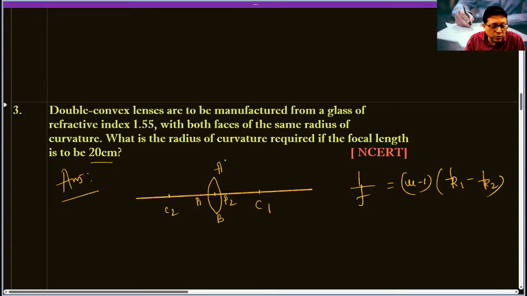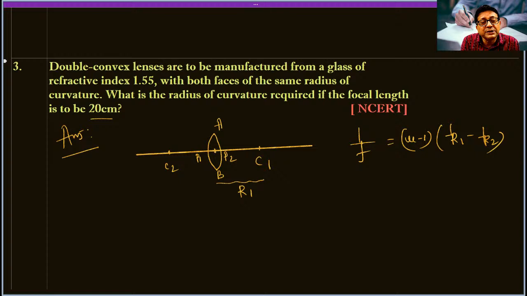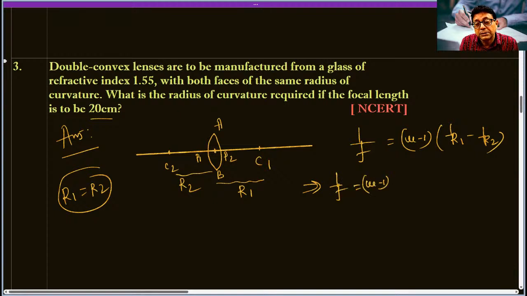Okay? So, for this sum, what to do here? For this surface AP1 with this radius of curvature, R1 is positive, and for this, R2 is negative. For a double convex lens, R1 should be equal to R2. You agree or not? Apart from sign convention, R1 should be equal to R2. So this implies 1 by f equals mu minus 1 times 1 by R minus 1 by minus R.